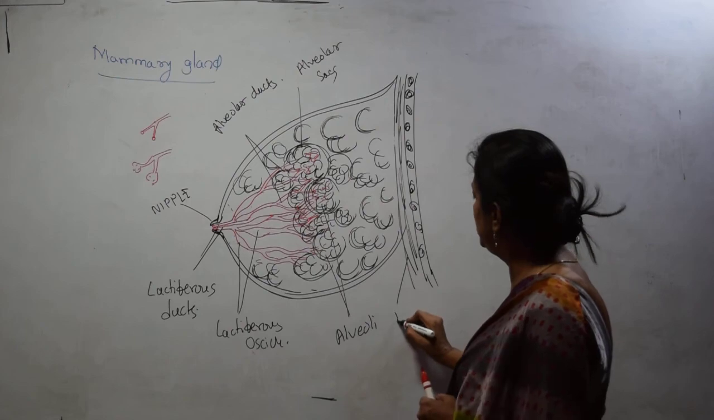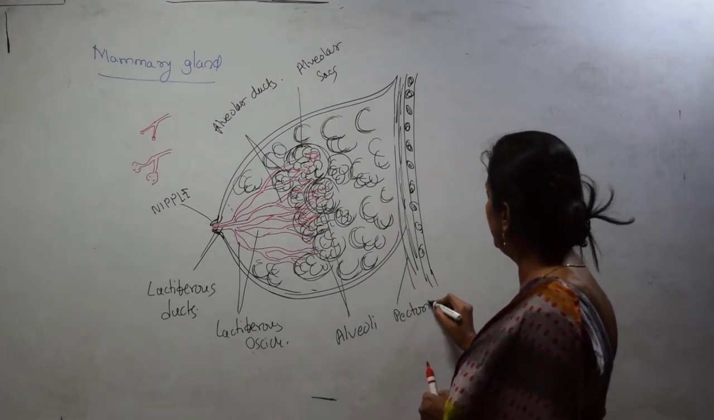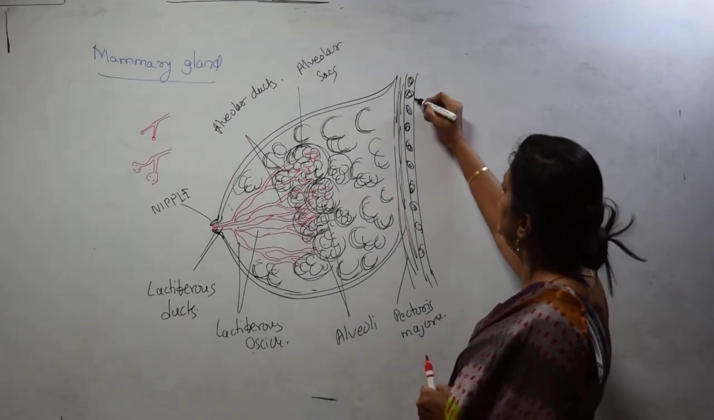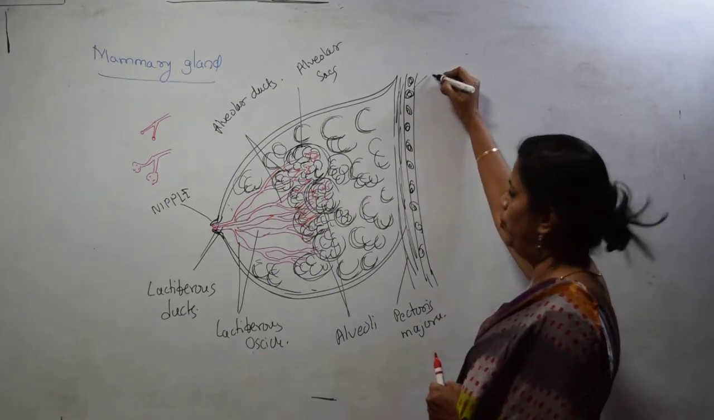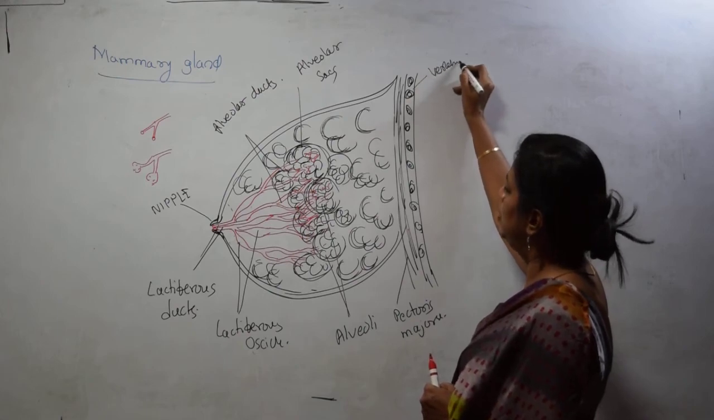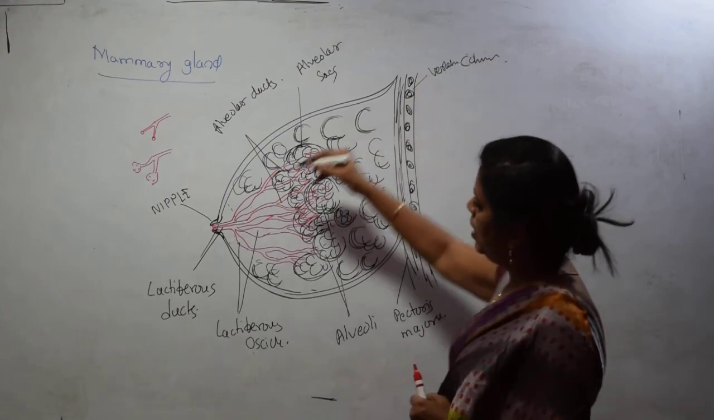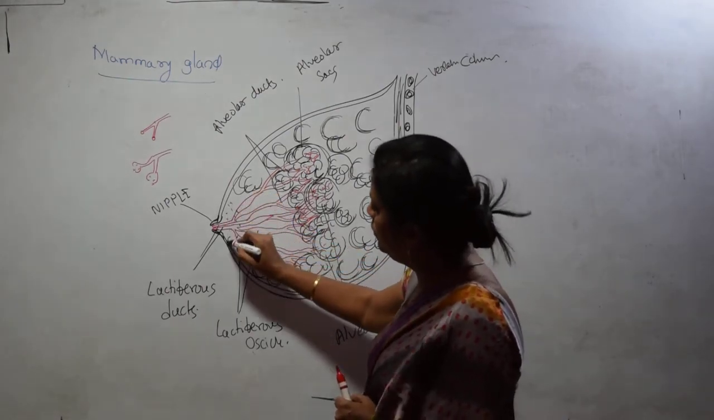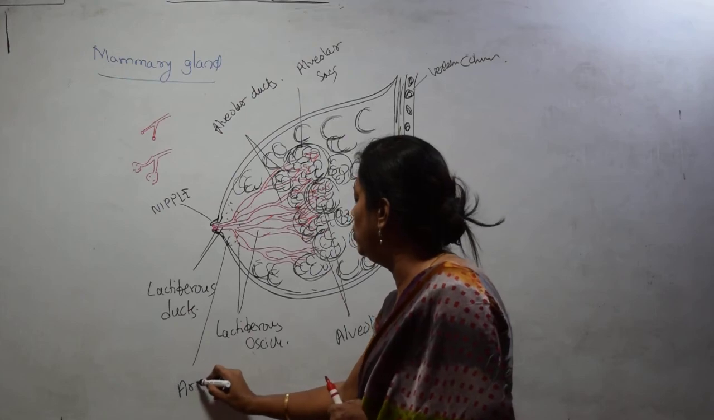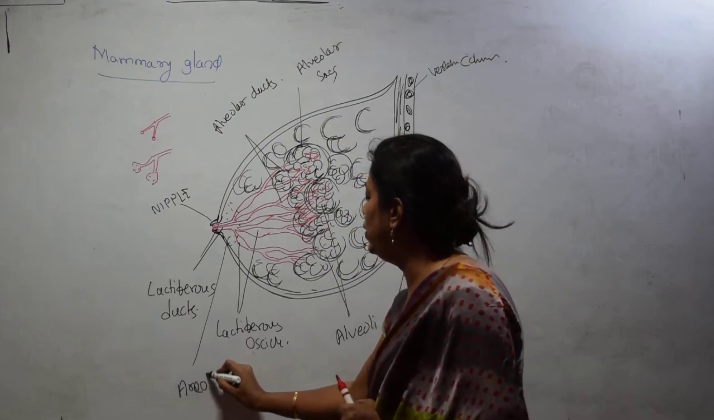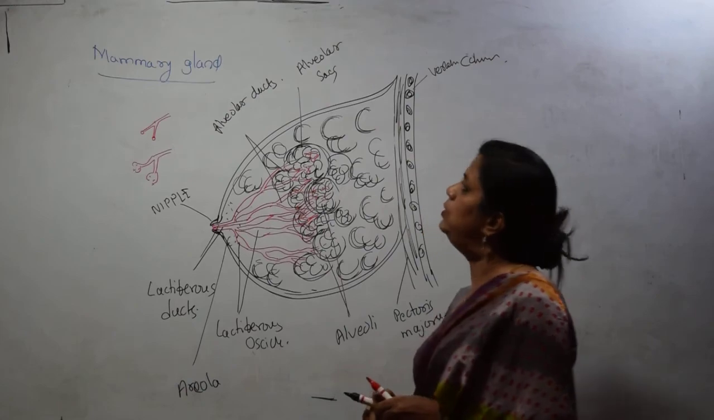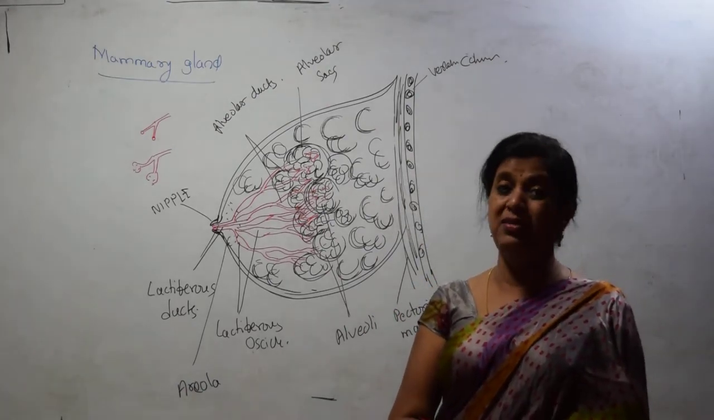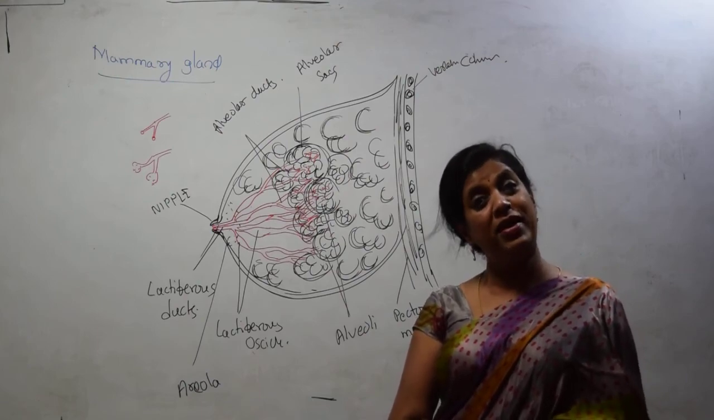And this is pectoralis major. And this is the vertebral column or backbone, we call it the vertebral column. And the black portion I told you here is called the areola, A-R-E-O-L-A, areola, right? This structure you have to remember, draw and label, it carries 5 marks, just drawing and labeling.